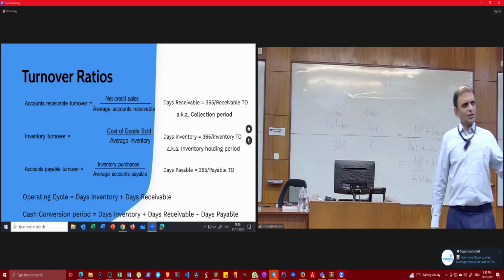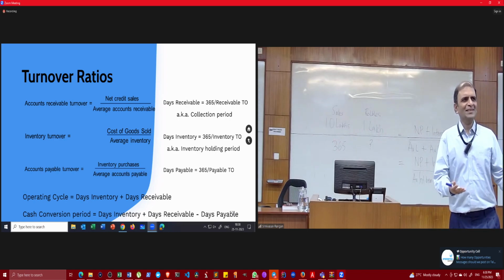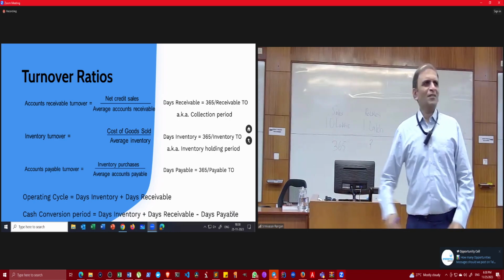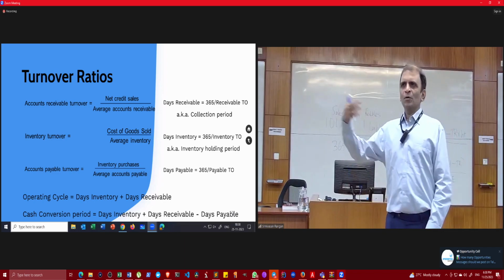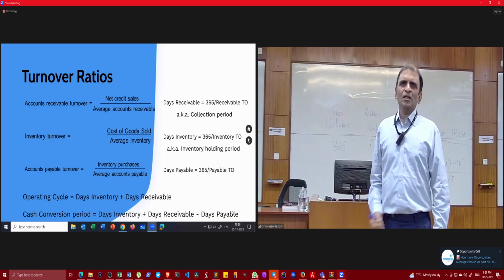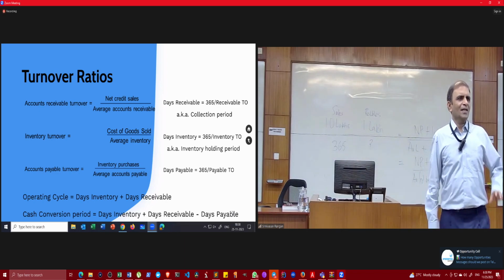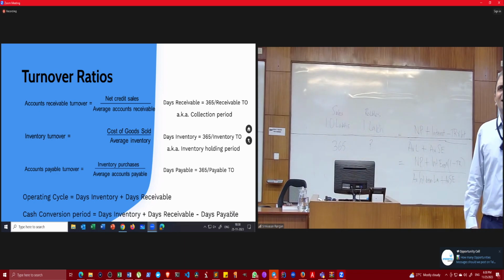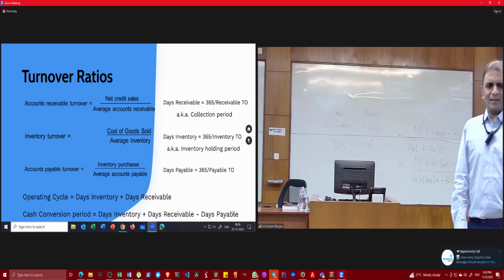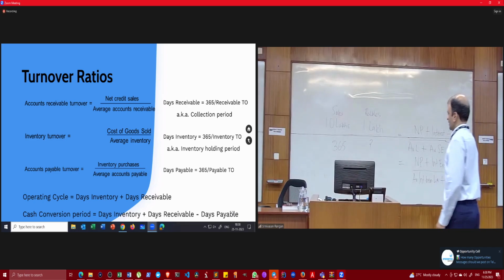So if this cash conversion period increases, generally it means you have to borrow more. You have to borrow more, and for longer, you're going to pay more interest. So it's not good, right? So the longer the cash conversion period, that means this firm is having liquidity problems. Okay, so that's the sum and substance of this segment.